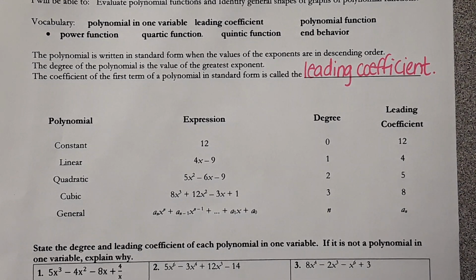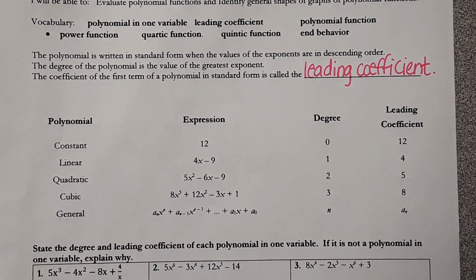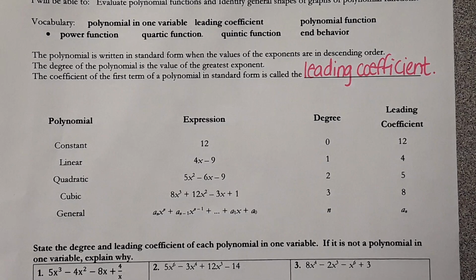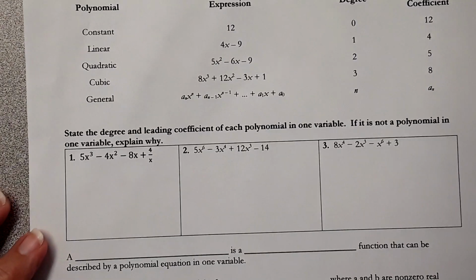So before you can tell me the degree and the leading coefficient, the first thing you have to ask yourself is, is it a polynomial and is it in standard form? If it's not a polynomial, then you don't go any further. If it's not in standard form, then you need to write it in standard form before you find that degree and leading coefficient. So let's look at number 1.